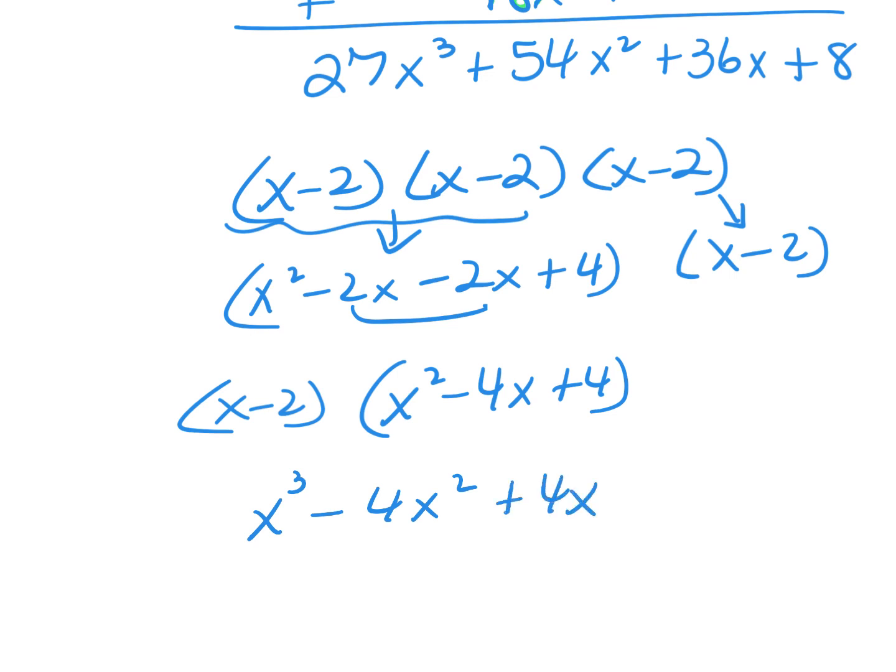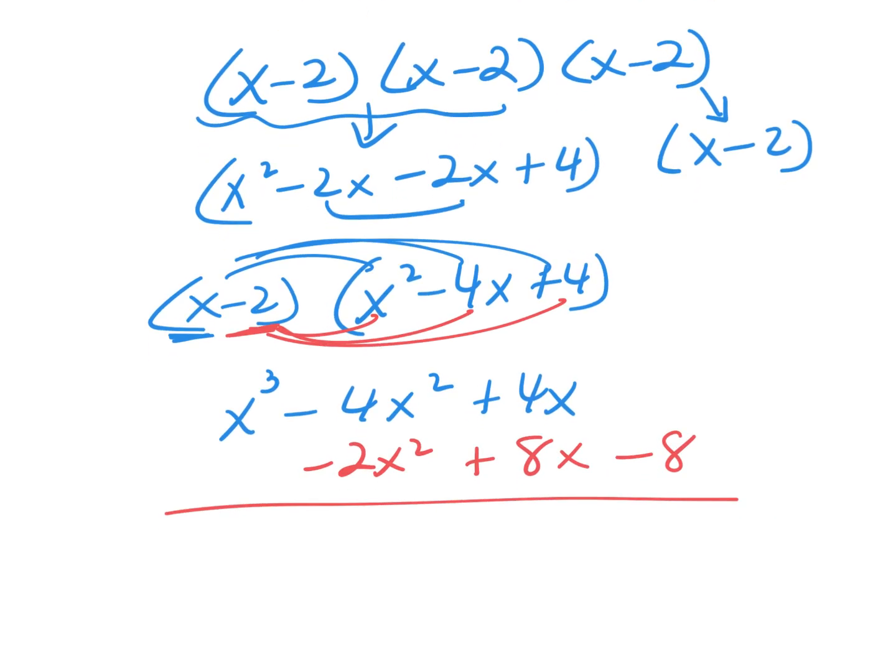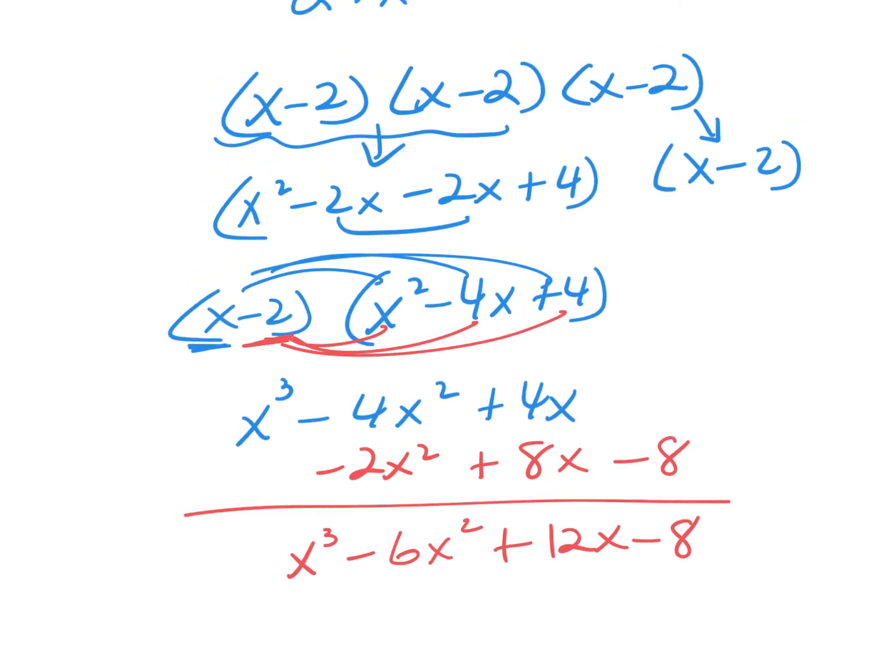So that is distributing the x to all 3. Now I'm going to distribute the negative 2 to all 3. Negative 2x squared plus 8x minus 8. Add them up. X to the third minus 6x squared plus 12x minus 8. And we're done.